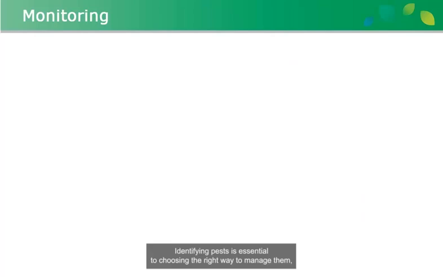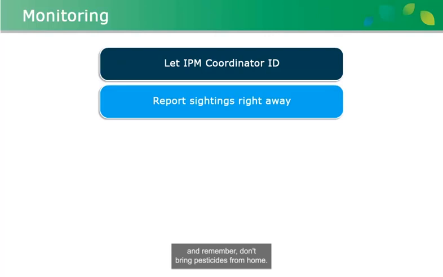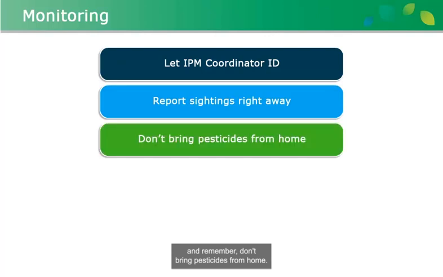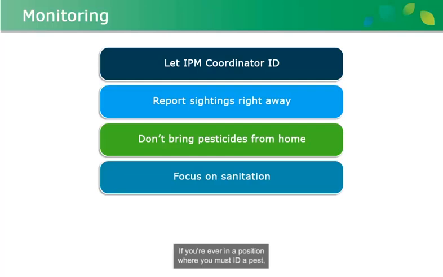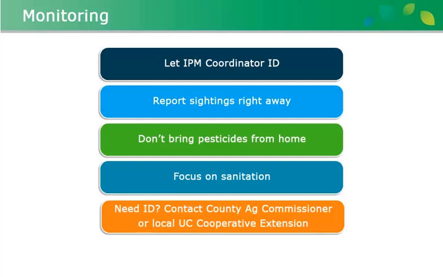Identifying pests is essential to choosing the right way to manage them, so let your IPM coordinator take care of that. If you find something, report it right away, and remember, don't bring pesticides from home. Focus your efforts on sanitation. If you're ever in a position where you must ID a pest, contact your local county agricultural commissioner's office or University of California Cooperative Extension for help.